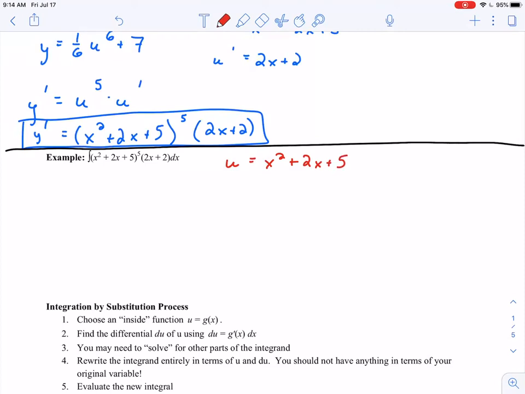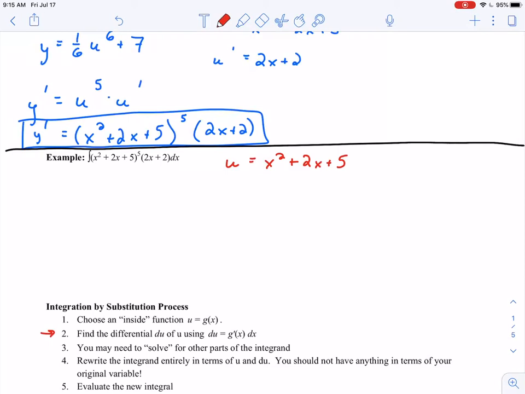And the whole goal of integration by substitution is we have this difficult looking integral that yeah, we could FOIL out 5 times and then multiply that by 2x plus 2, but who wants to do that? It's a fairly difficult looking integral. The whole point of this process is to take this difficult looking integral and make it easier to deal with. So we're going to try and rewrite this integral in terms of u. That's the substitution that's happening. So we've chosen our inside function.